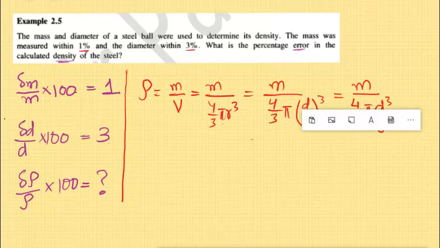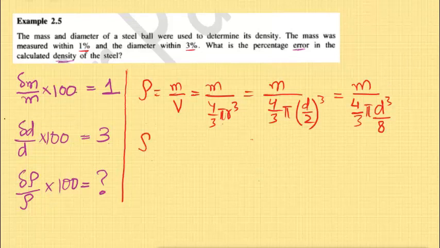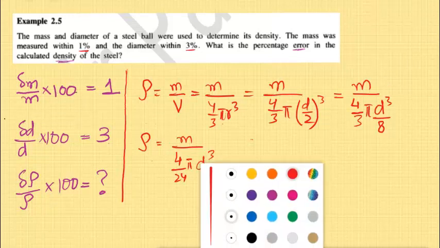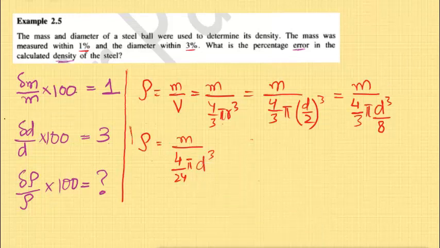Now, if we look at the final expression for density, this is going to be m over 4 over 24 pi d raised to the power 3. Now this is the final equation that I have.